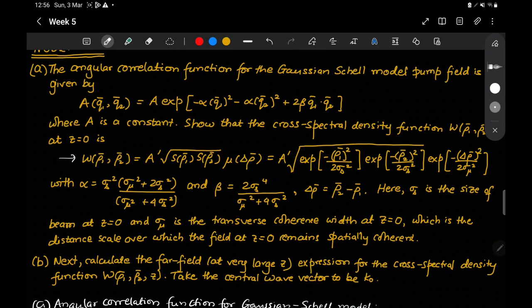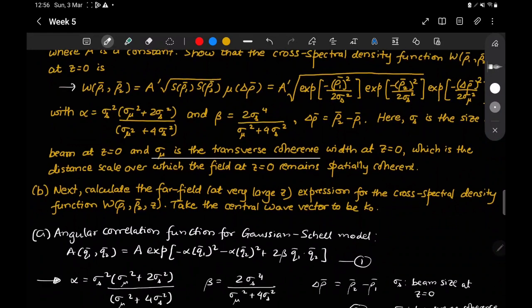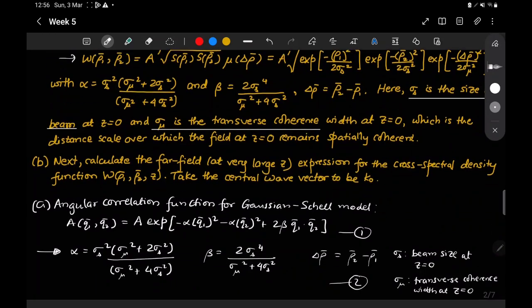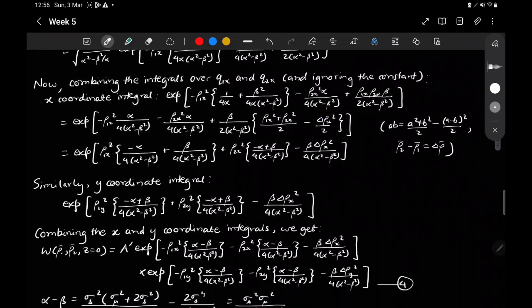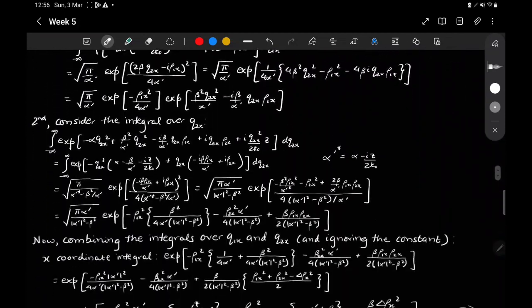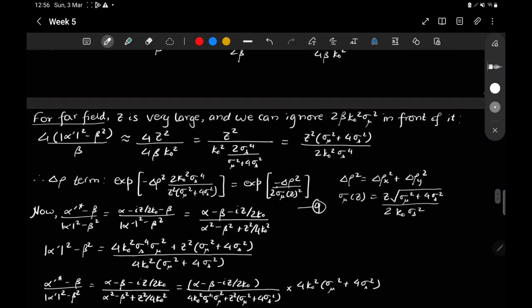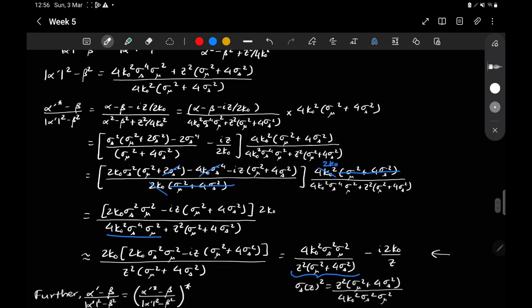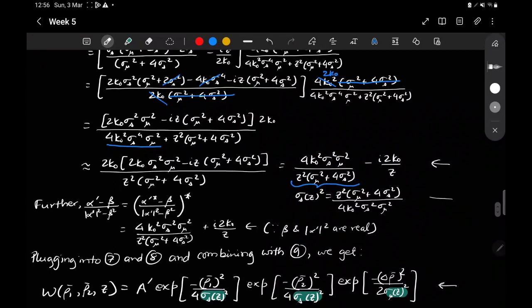Now the terms in this expression: sigma mu is the transverse coherence width, and sigma s is the size of the beam. And sigma mu is a function of z, we saw. Let me go back to that place. Yeah, so this is the expression for sigma mu as it varies with z. Similarly, sigma s also varies with z as shown over here.